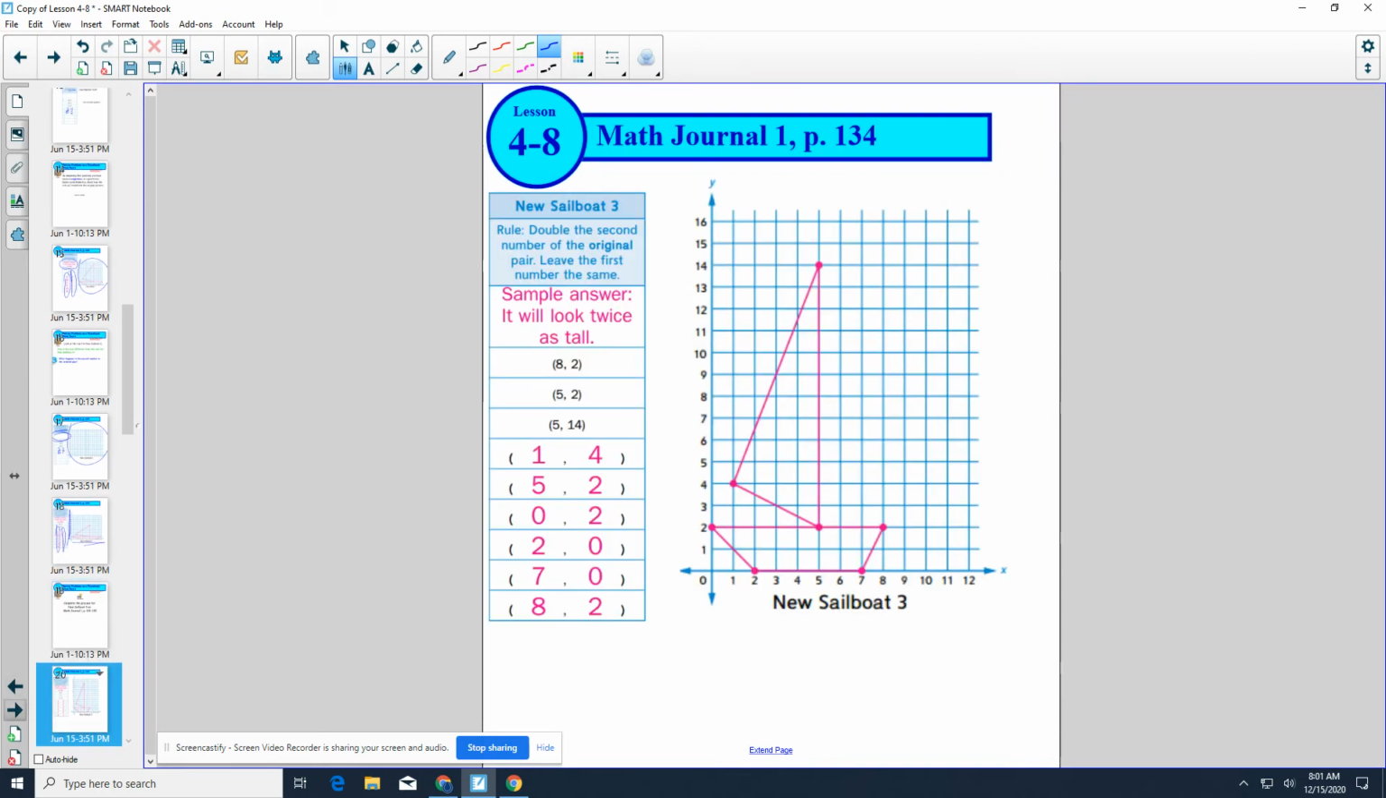All right, so welcome back there. So if we look at the rules here, it says double the second number of the original pair. Leave the first one alone. So now you're doing the opposite, and our conjecture is that it would look twice as tall because I'm adjusting the y, which is the height, and I'm leaving the x the same. So your boat should look like that if you follow the rules for the ordered pairs.